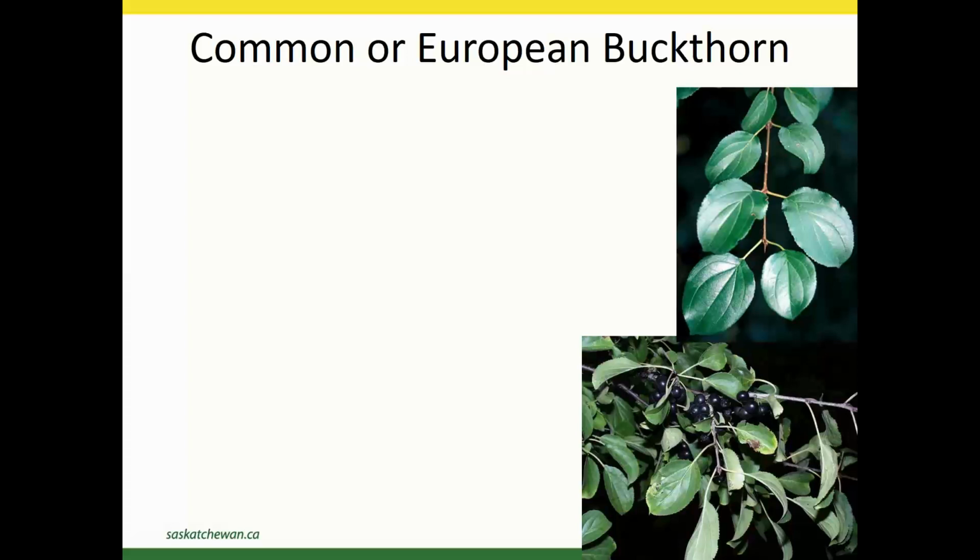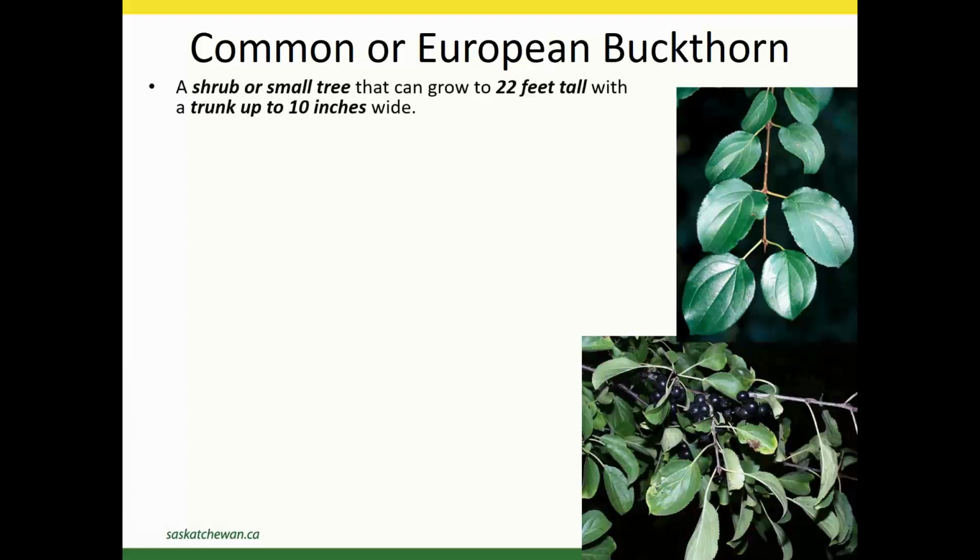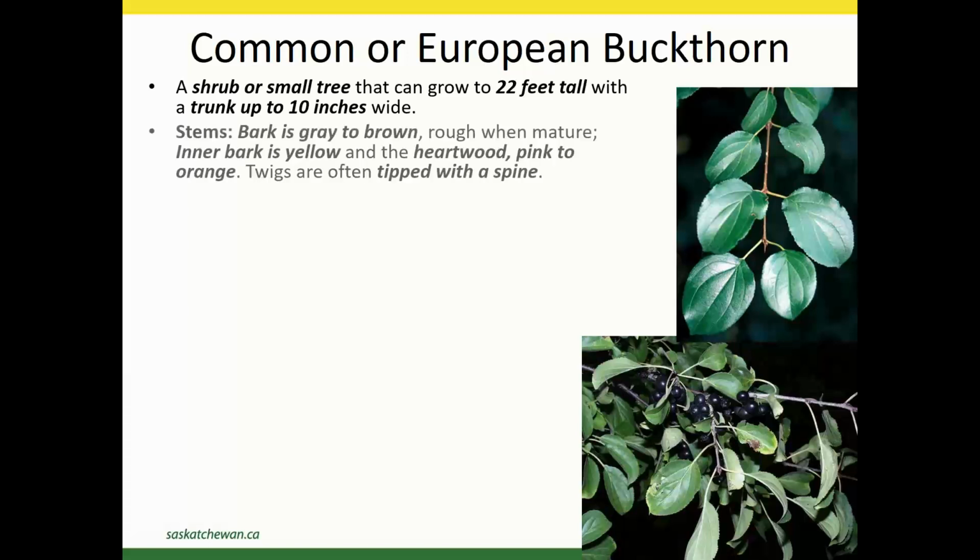The other woody plant that we'll talk about here is common or European buckthorn. Different than Barbary. It's a shrub or small tree. It can grow up to 22 feet tall, and the trunk can get up to 10 inches wide. The bark is gray to brown. It's rough when you get that very large trunk, but generally what you'll find is it's fairly smooth for the most part on most of the branches.